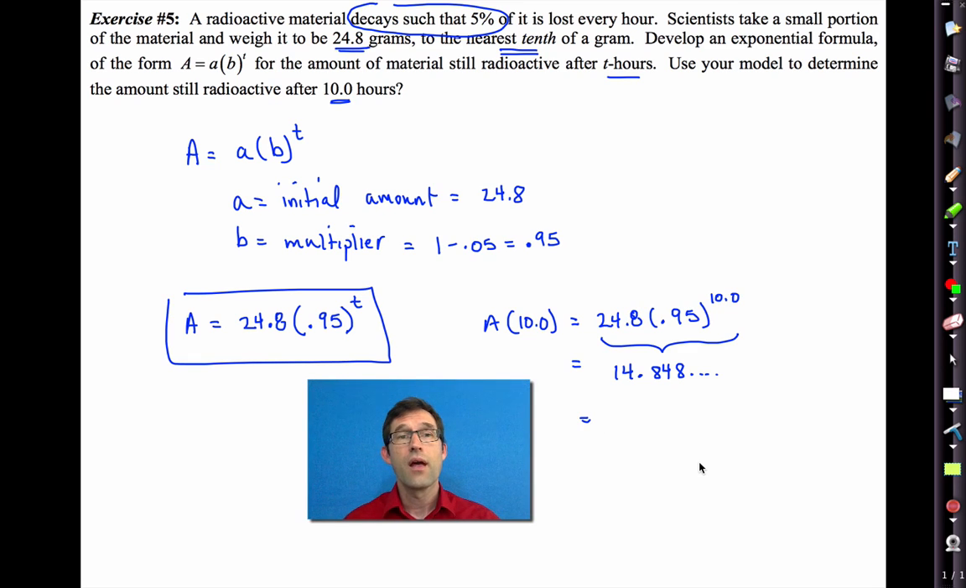Well, the only thing that they really mentioned was rounded was this original amount of material, 24.8 grams. So that is the least precise measurement. Now, this also appears to be rounded to the nearest tenth, so that kind of all fits. So we should round our final answer to 14.8 grams.